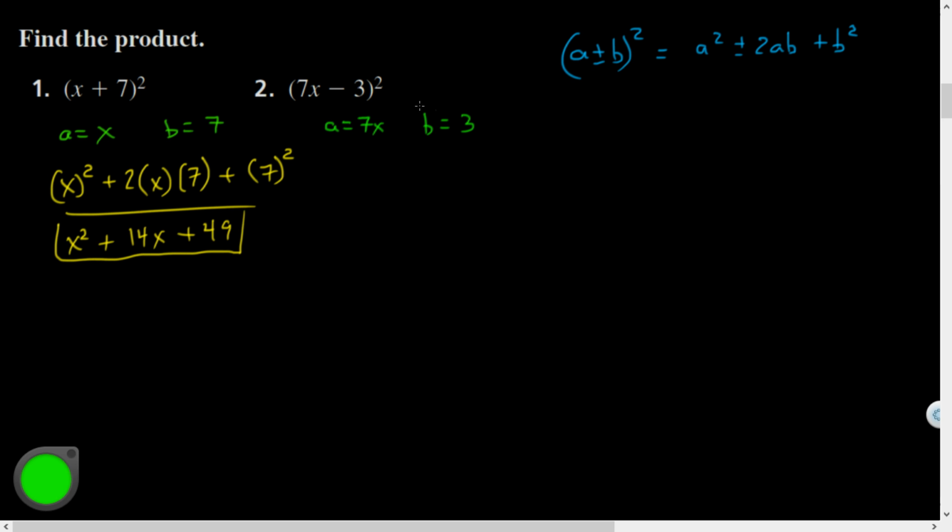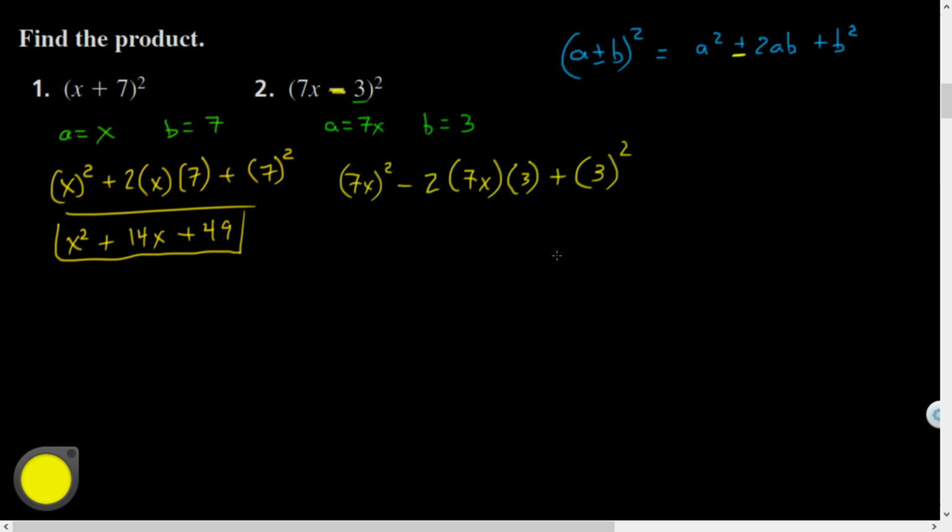It's easier to call it the 3 and then just use the negative pattern, which is what I'll do. You could try it both ways and see what happens, but B equals just the 3 is the easiest way to do it. And let's see. So A squared plus 2AB plus B squared. So A squared is now 7X all squared. Because this is a minus sign, I'm going to use the minus version of the pattern. So minus 2 times A, which is 7X, times B, which is 3, plus B squared, so that's plus 3 squared.